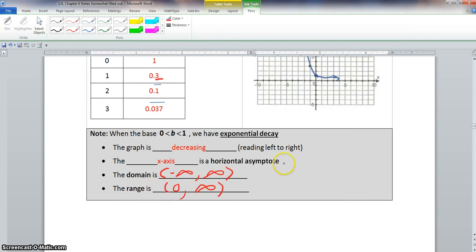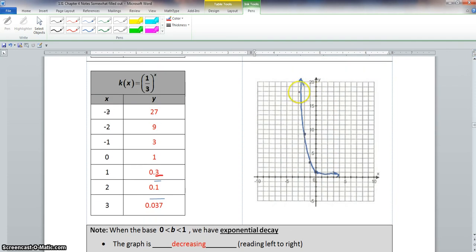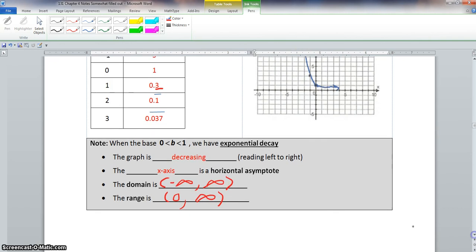Now the range, if you notice here, it never quite hits the y-axis at 0. It doesn't go negative, but it never quite hits the y-axis at 0. So then our range would start off at 0, which is not included. That's why we add a parentheses. And it will keep going because as you see here, the arrow is going up. And it would keep going up. So that's how we get the positive infinity. So that is our range from 0 to positive infinity.